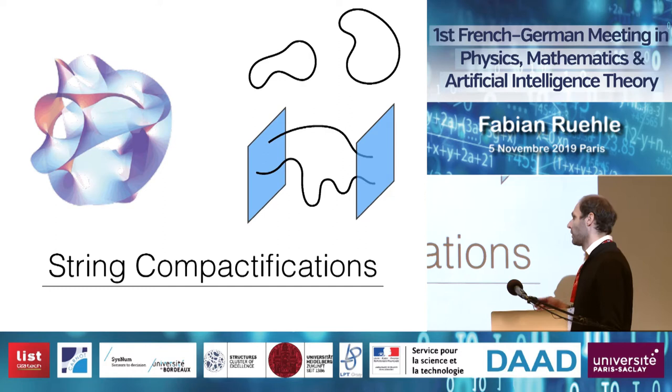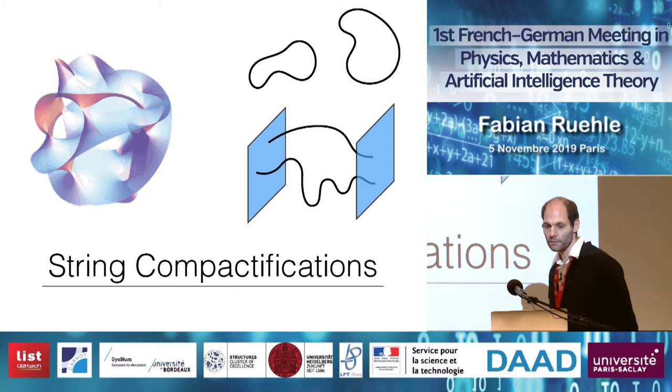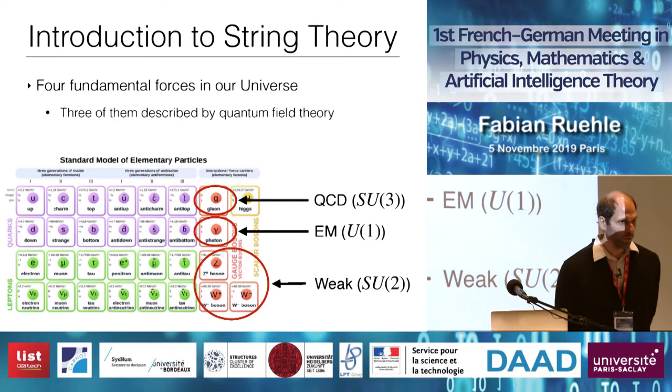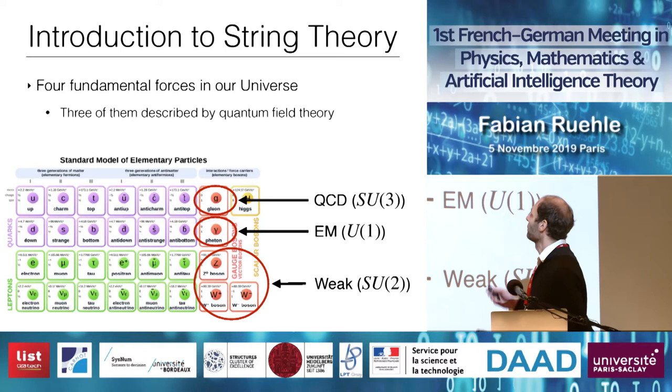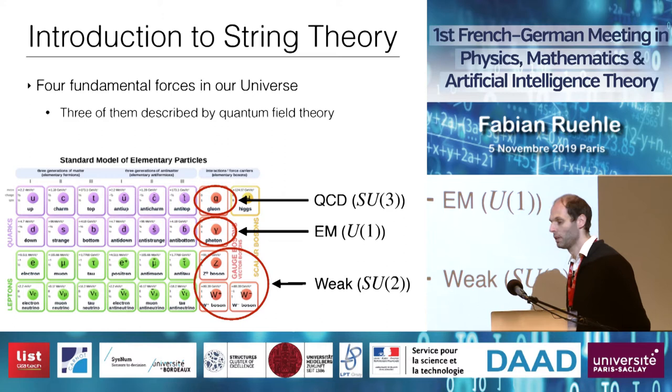Let me start now with the introduction to string theory and string compactifications. I will try to avoid jargon as much as possible, but if you have any question, please do interrupt me and ask. So as it turns out, we can describe all physics we observe using just four fundamental forces in our universe. Three of them are described by quantum field theory, and these are precisely the strong force mediated by the gluons, and the electric force mediated by the photon, and the weak force, which is, for example, responsible for atomic decays. This is described by W and Z bosons.